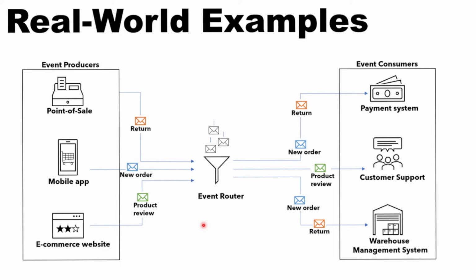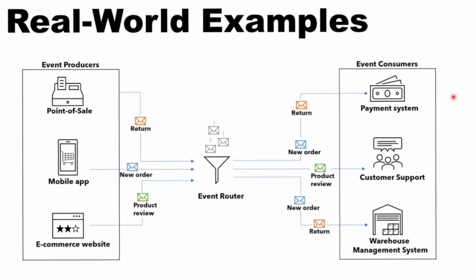Now that we covered the concepts of event-driven architecture, let's look at a real-world example, which in this case is a retail company. The retail company has points of sale, which are physical stores with cashiers. They have a mobile app where you can go and purchase items, and they have an e-commerce website where you can go and do things like rating articles, writing reviews, or even purchasing.